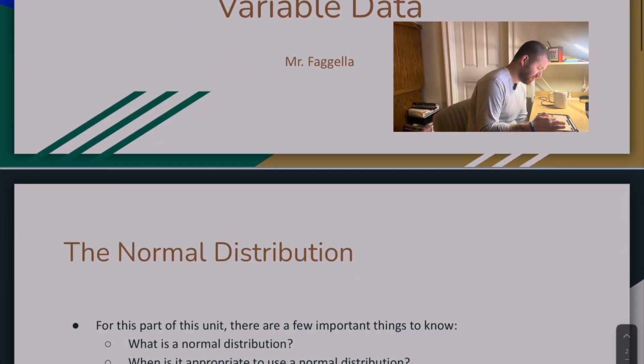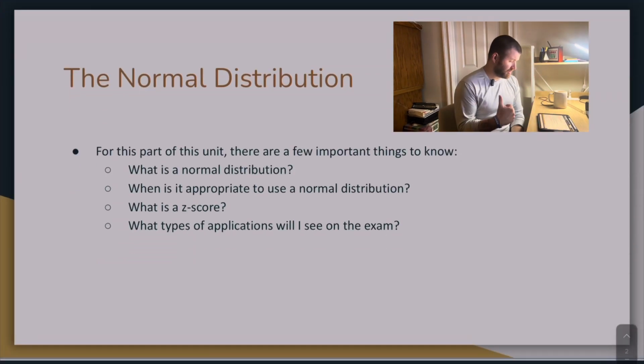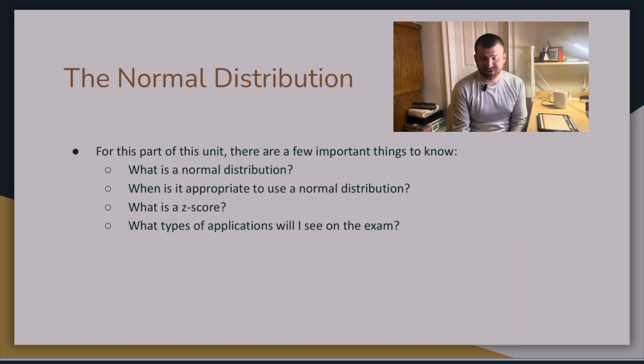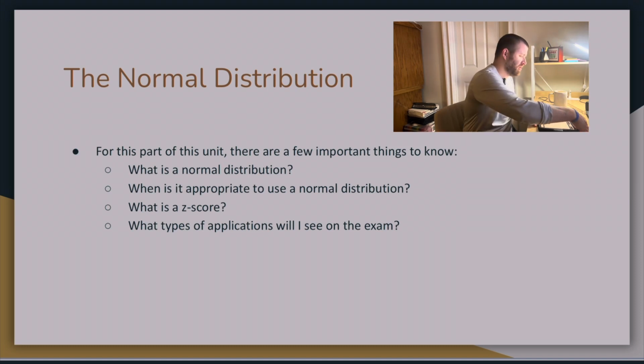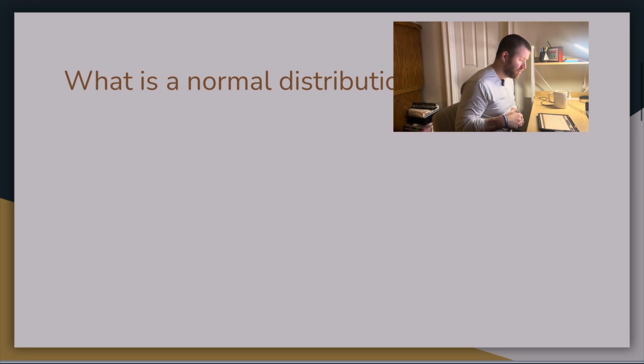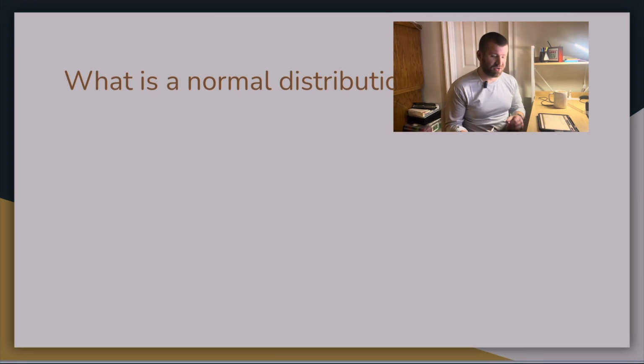Now, for this particular video, I broke it down, like I said, into 4 separate topics. What is it? Number one, when is it appropriate to use it? Essentially, how do I know when to use it? What is a z-score? Because again, that's incredibly important. And what types of applications am I going to see? How do I describe it? When is it useful? What's the wording I have to use? Things like that. So, first things first, let's talk about what is the normal distribution.